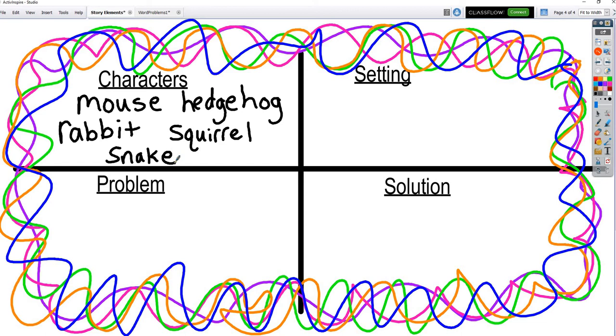Good, good. All right, so the setting. Remember, setting is where are they at? Because remember, stories have to have characters. There have to be people in them. And there has to be a setting. It has to be happening somewhere. So what's the setting? We kind of have to think about that.